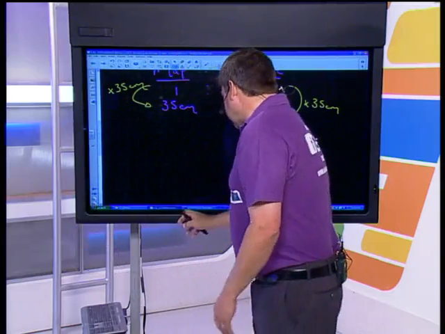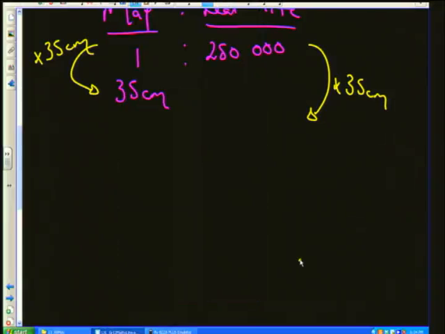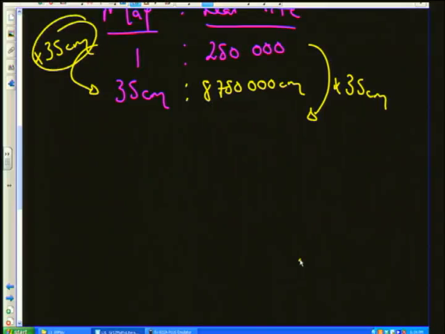So let's do that. Out comes our calculator, and we say, right, we've got 250,000. We're going to multiply that by 35, and we get an answer of 8,750,000. That should be easy to remember, okay? Equals 8,750,000 centimeters. Take note of our units, guys. To get 1 to 35 centimeters, we multiplied by 35 centimeters. So we had to multiply by 35 centimeters on the other side, and so our unit is in centimeters.